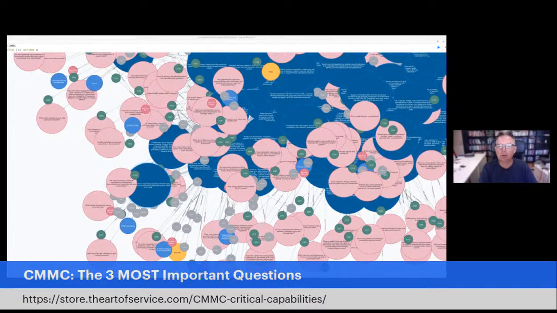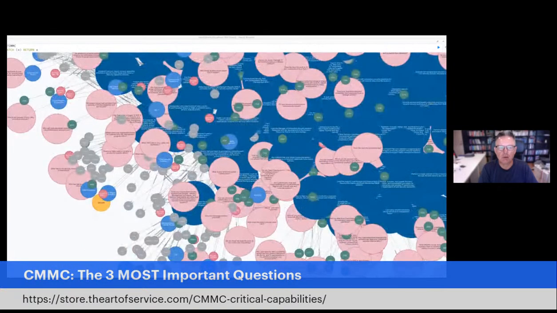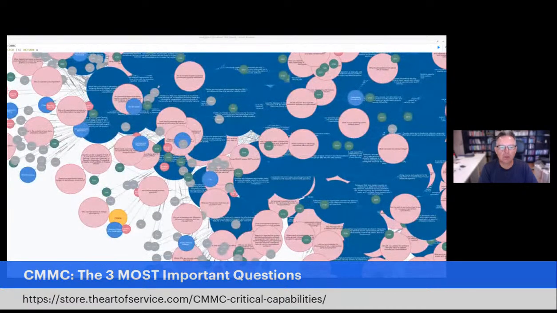Cybersecurity Maturity Model Certification. So it's a model for cybersecurity certification and maturity to have that in place. Where does it come from? It's from the Department of Defense in the US of A. And why is it important?